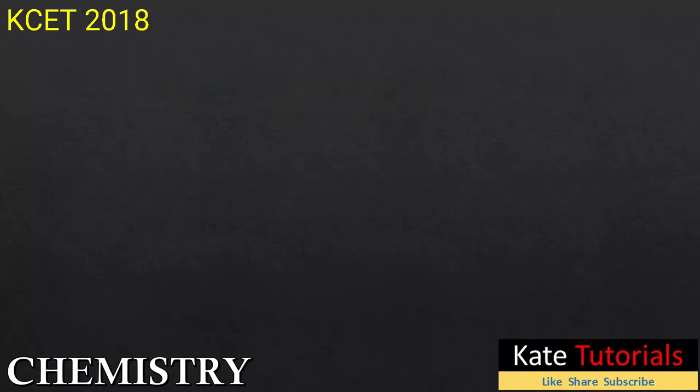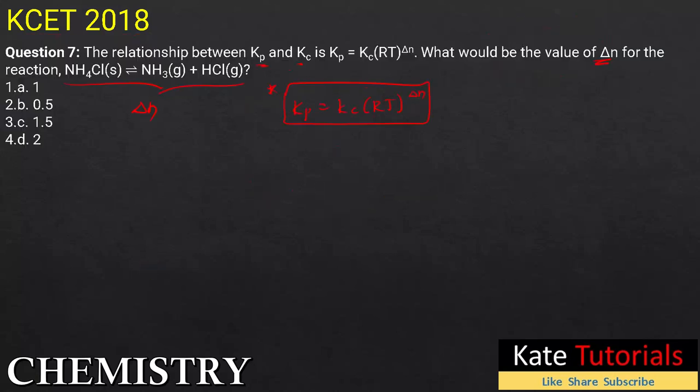So you should remember how to calculate delta n. Delta n can be calculated like this. Ammonium chloride, which is solid, is in equilibrium with ammonia gas and HCl gas, right? So delta n is nothing but the number of moles of product minus the number of moles of reactant. The products are gases here: 1 ammonia plus 1 HCl.